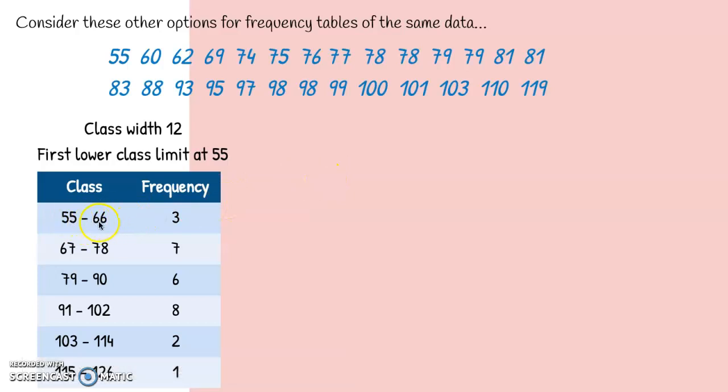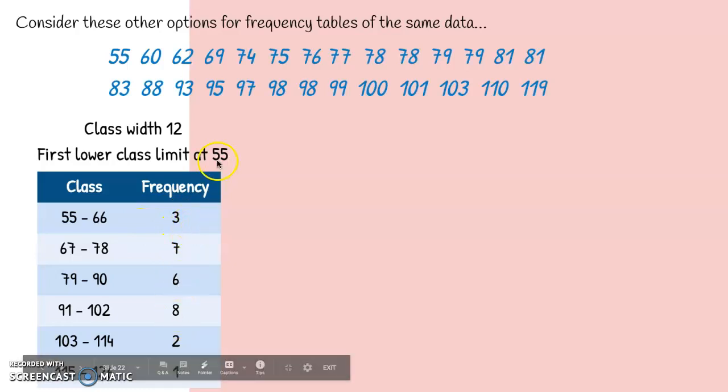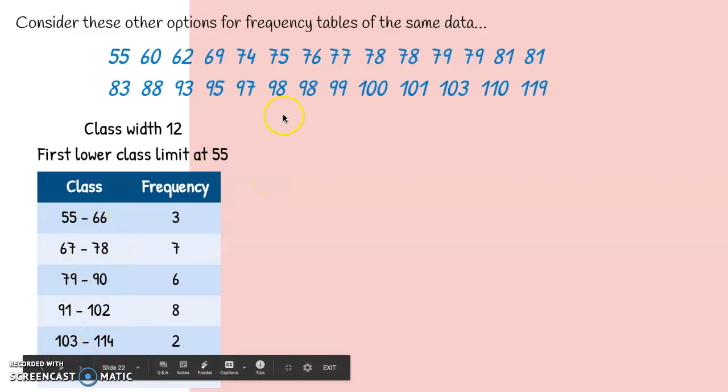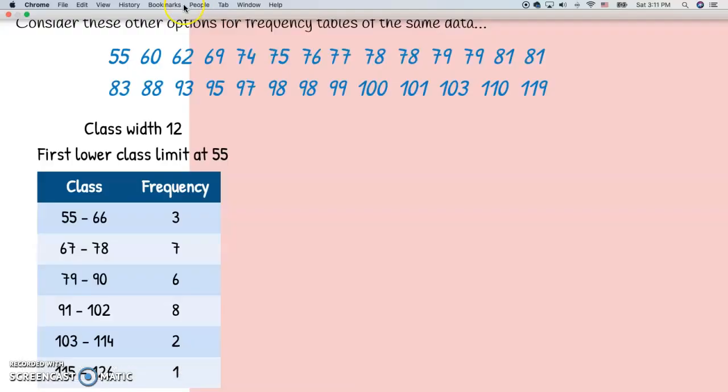So 55 to 66 here is 11. And then my next class starts at 67, and then it ends at 78, and then 79 to 90, etc. So you can see when we count our frequencies for each of these classes, we get slightly different values. The other thing you'll notice is that because I shortened my class width to 12, I now have 6 classes listed in this table. And so those 6 classes are more than my previous example. I only had 5 in the previous example.